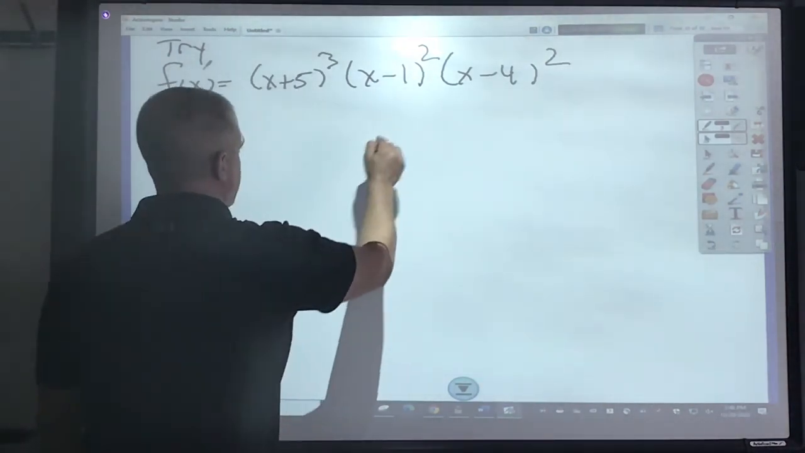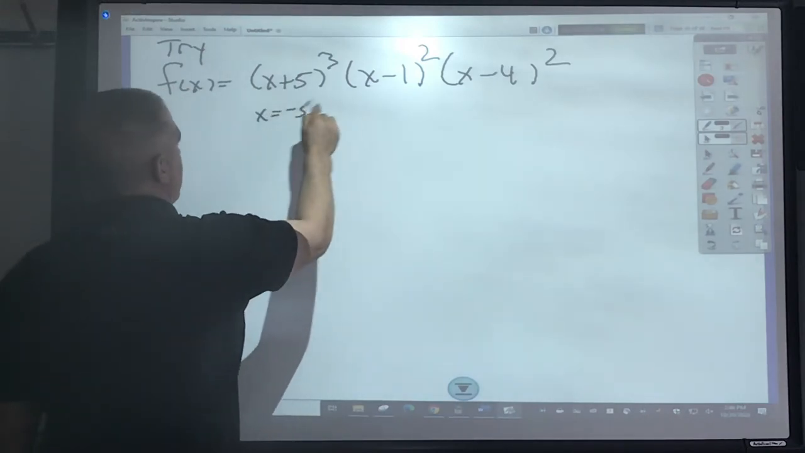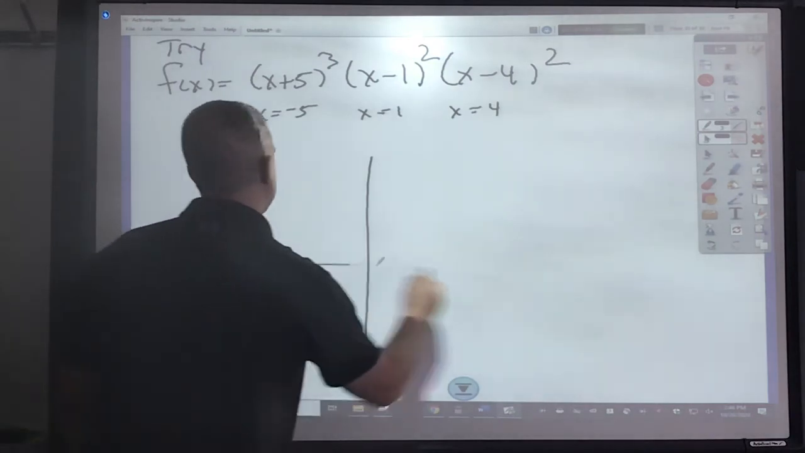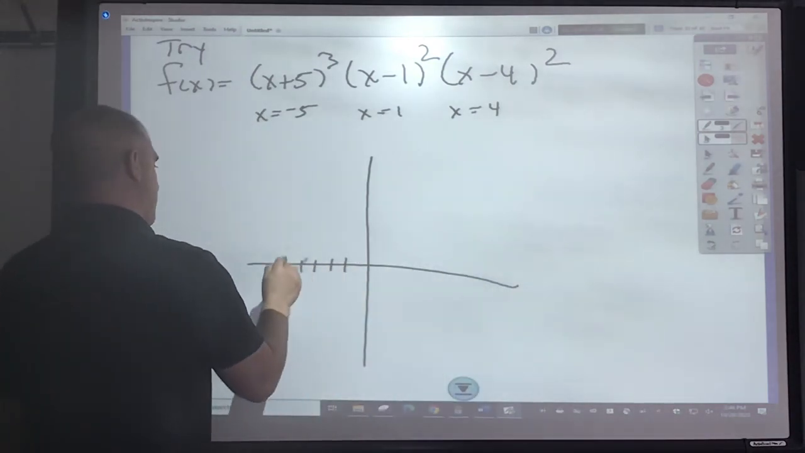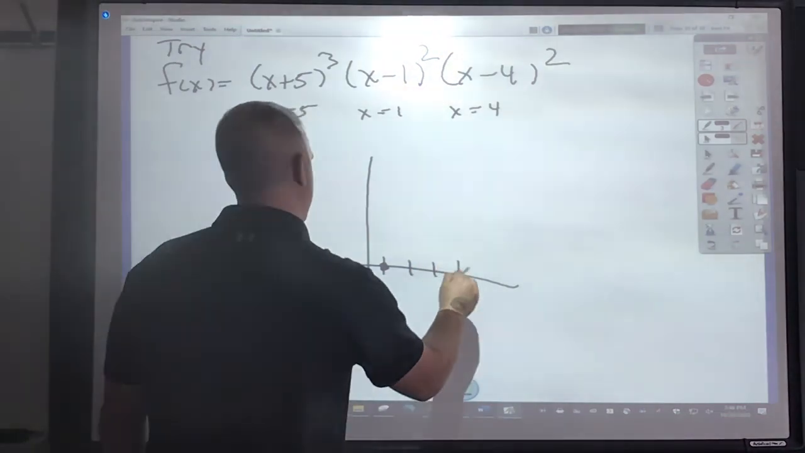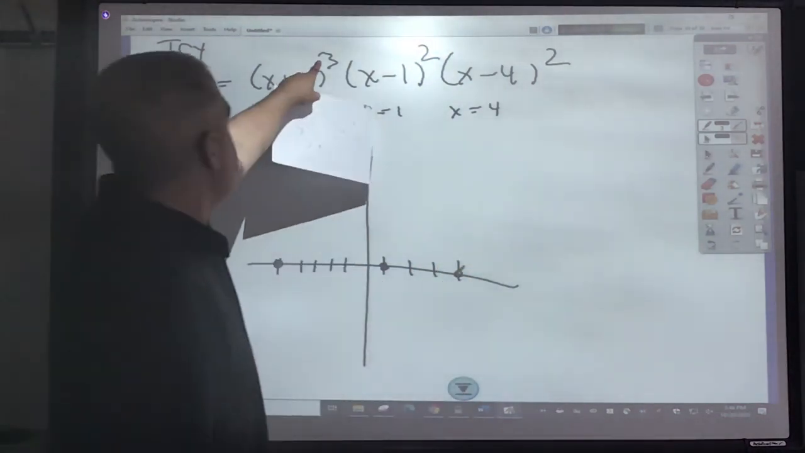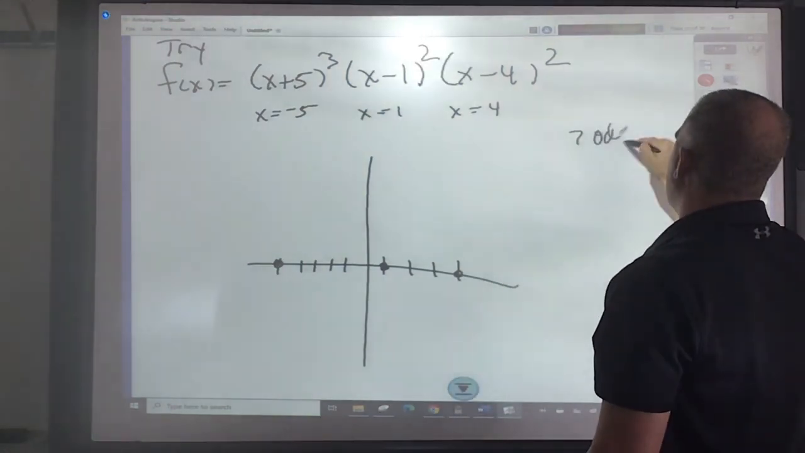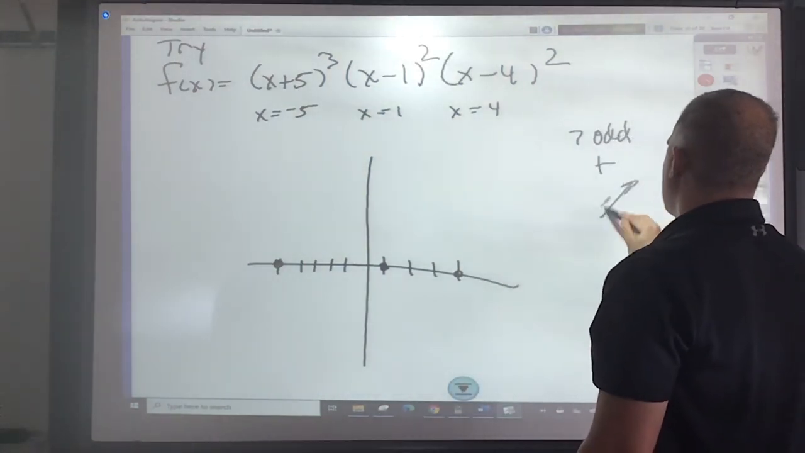All right, so I've got zeros at negative 5, zeros at 1, zeros at 4. Some people would just like to go ahead, 1, 2, 3, 4, 5, put a dot. At 1, put a dot. At 4, put a dot. Now I got 3, 5, 7. So I got a 7, which would be an odd degree, and it's positive. So the arrow's got to go like this.